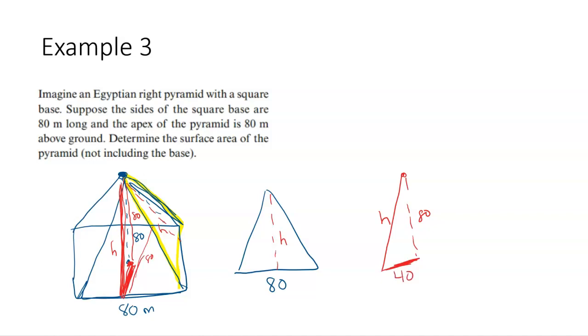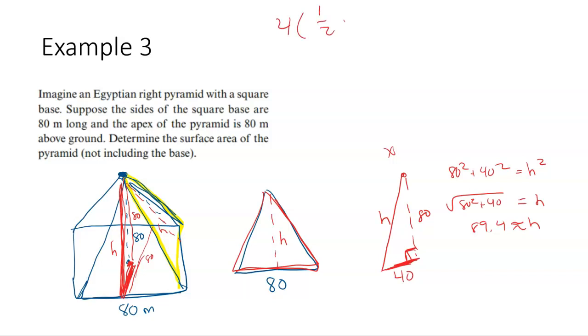This one is a really hard one to visualize, so if you need to pause and go back and take a look at it again, I encourage you to do so. So now I can use the Pythagorean theorem here to find H. So this is 80 squared plus 40 squared equals H squared. That means H is the square root of 80 squared plus 40 squared. And when I type that in the calculator, I get about 89.4 for H. Now remember, that's this right here. I want 4 of these triangles, not these triangles. These are the sides. So I want 4 of 1/2 base times height. And when I type that in, I get about 3,576 square meters.